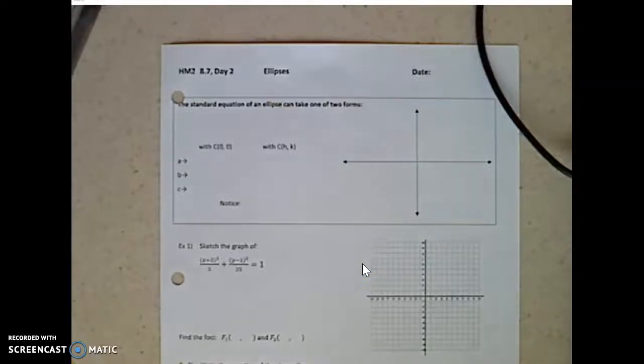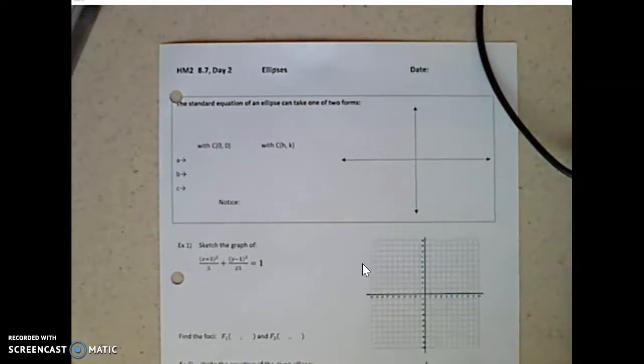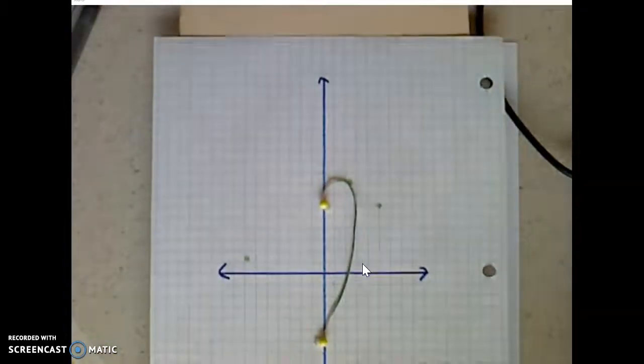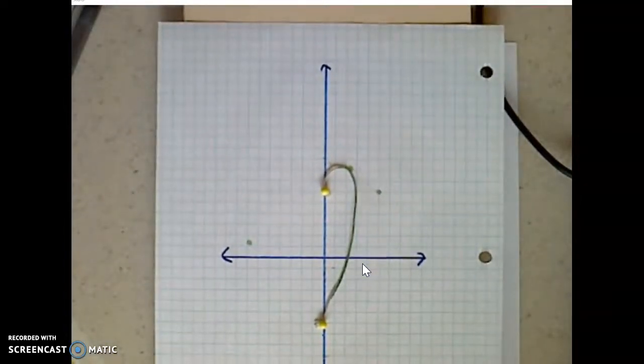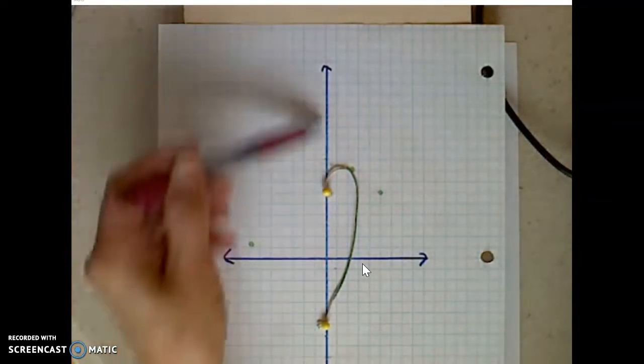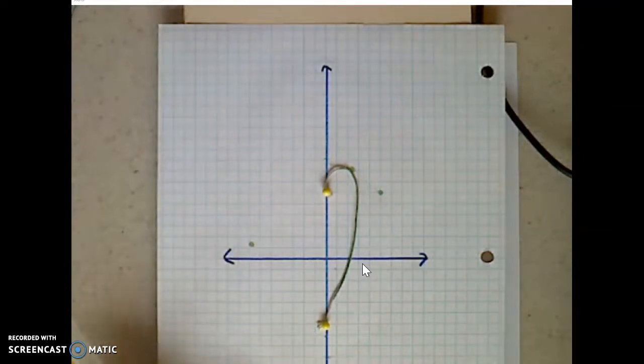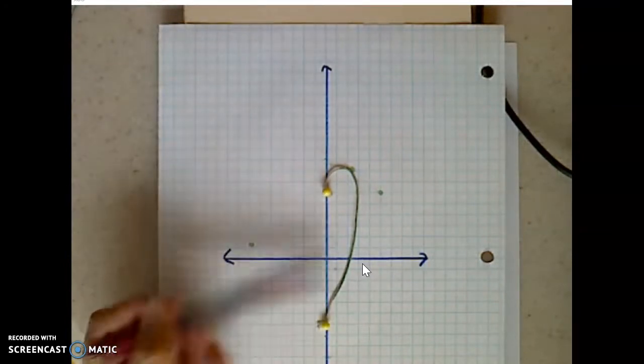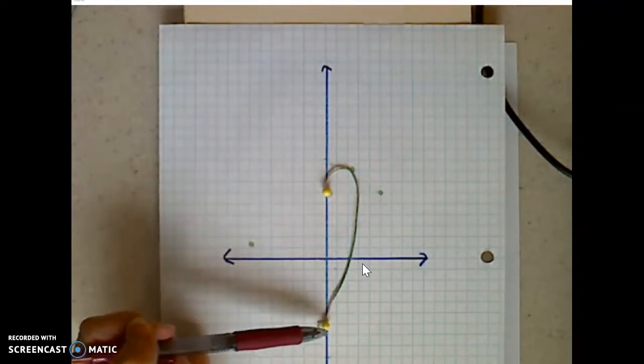Today we are going to spend some more time on our third conic section, which is an ellipse. You should find this page in your module, 8-7, Day 2. Yesterday we constructed our third conic section, an ellipse, and we used that definition in terms of distance. Today I'm just going to move my major axis so it's vertical. That means that my two focus points, my foci, will be on that vertical axis.